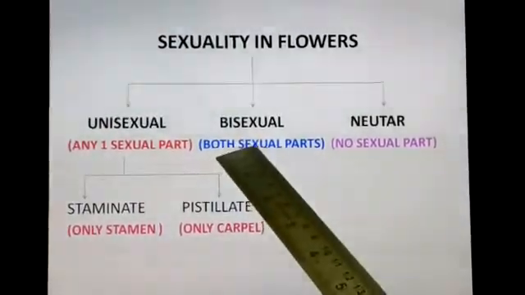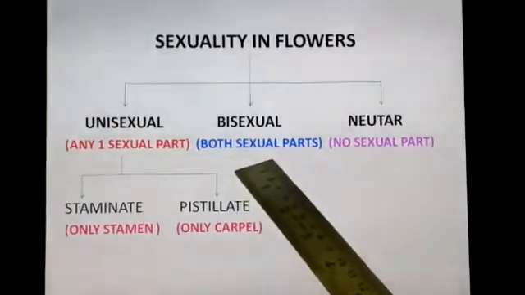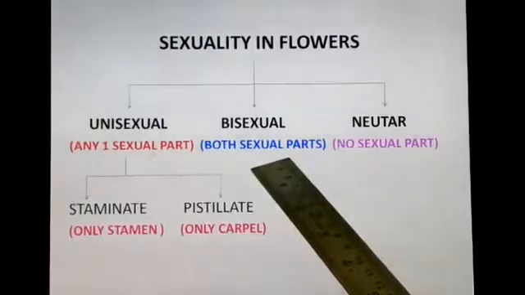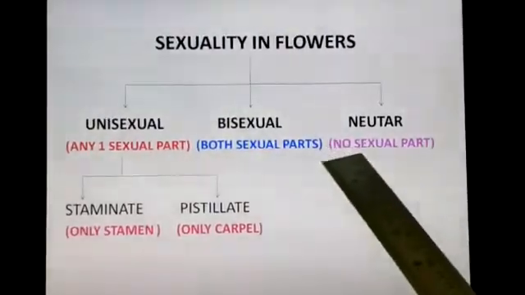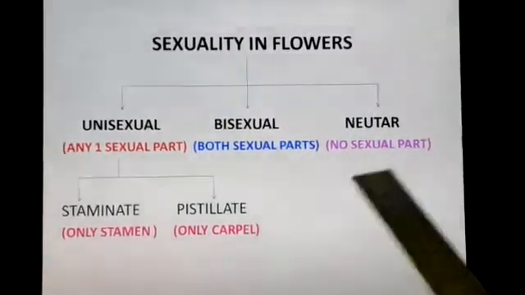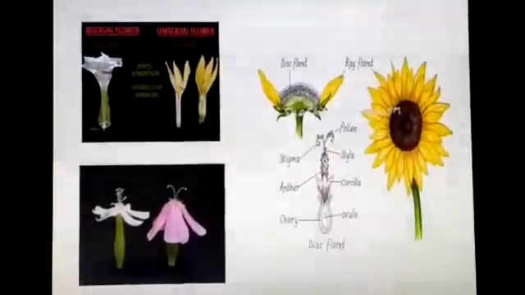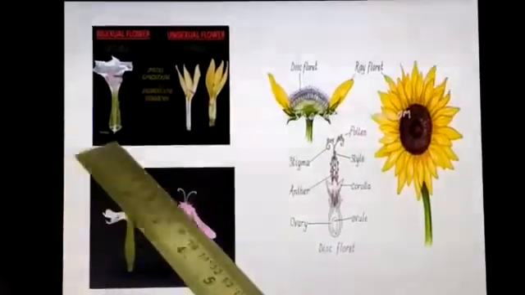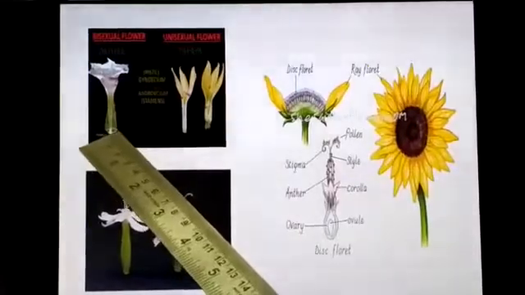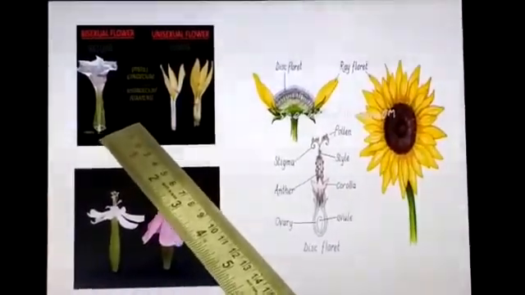Bi means 2. When a flower contains both the sexual parts in it, it is termed as a bisexual flower or hermaphrodite flower. A flower which does not contain any sexual part is called as neuter flower. Let's see some flowers in this slide. This is a dhatura flower. It contains pistil as well as androecium both. So therefore, it is a bisexual flower.